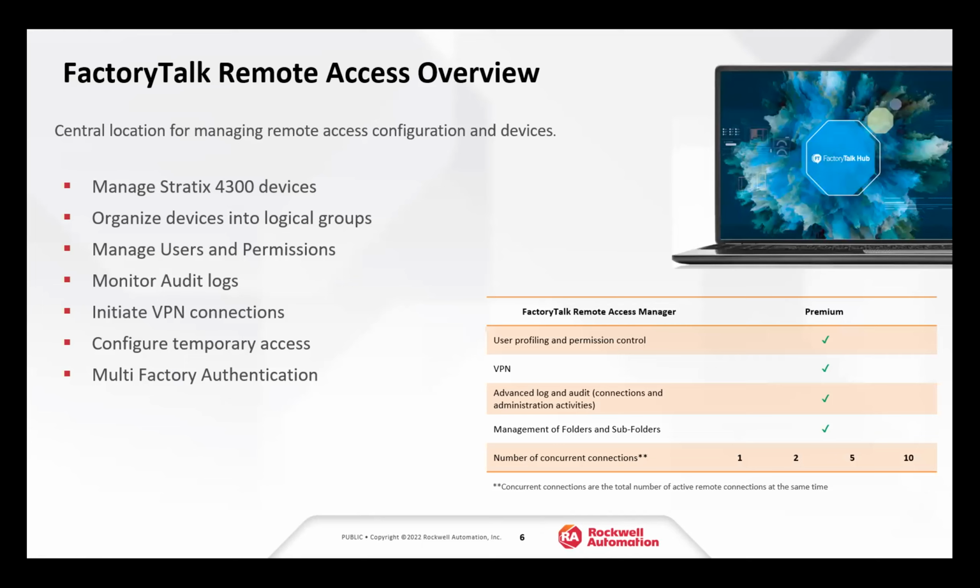So when we get into FactoryTalk Remote Access, within the FactoryTalk Hub, FactoryTalk Remote Access is the software that will connect with the 4300 device. This software is the central location for managing, administering, and accessing all of the 4300 devices deployed. This gives you the ability to organize devices into logical groups.